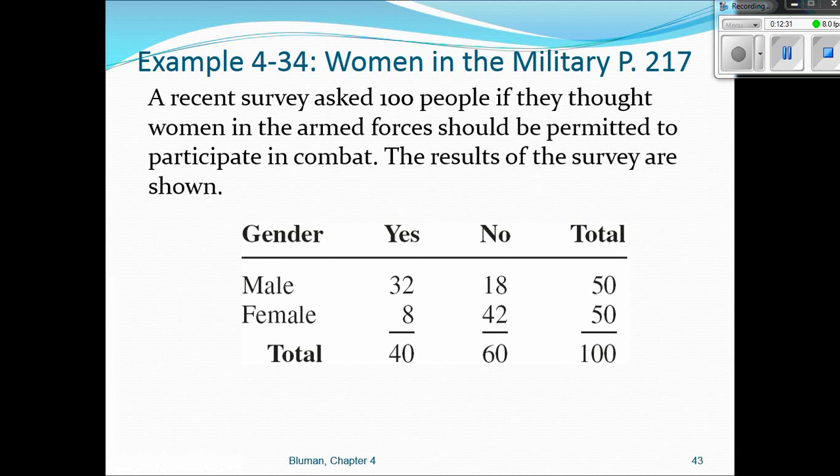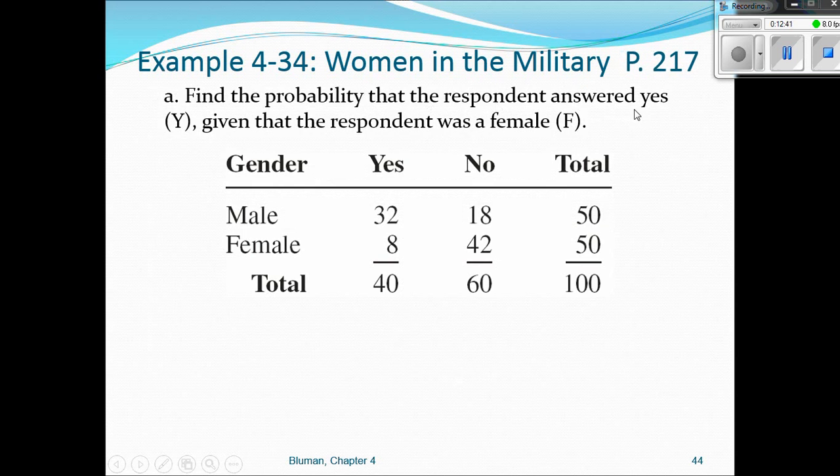Here's another one. A recent survey of 100 people asked if women in armed forces should be permitted to participate in combat. The results of this survey are shown right here. So what's the probability that the respondent answered yes, given that it was a female? So again, what's the probability of being a yes? Here's an example where I understand that Y is yes, F is female, but when it's more than like a single word, you got to write it out for me.